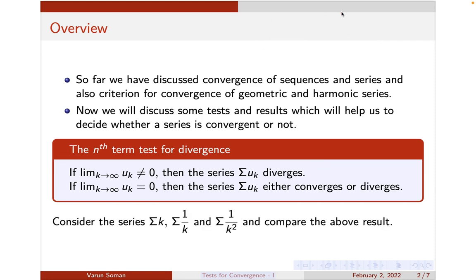Okay, so here are some examples. If you look at this series sigma k, will this series be convergent or divergent? Because the nth term here is k. Now this will go to infinity as k tends to infinity, therefore definitely you can say that this series is divergent. But these two series, this is divergent, this is convergent, even though their kth terms are going to 0. Okay, so now let us look at some simple series where we can make use of this result.